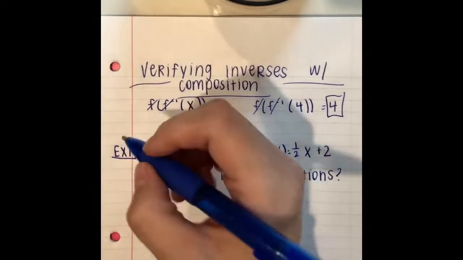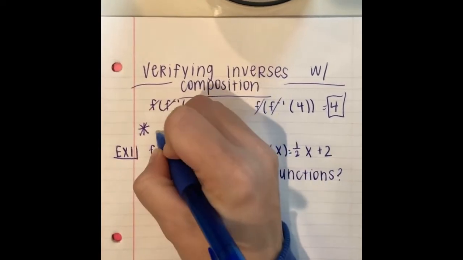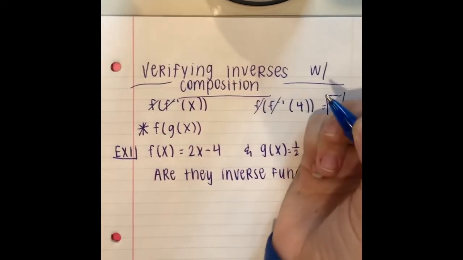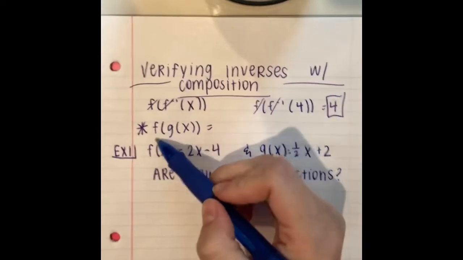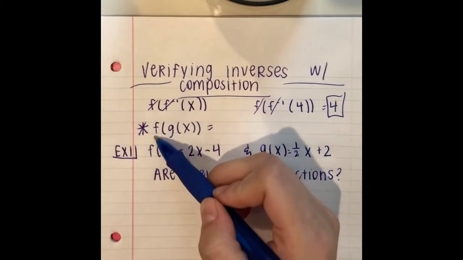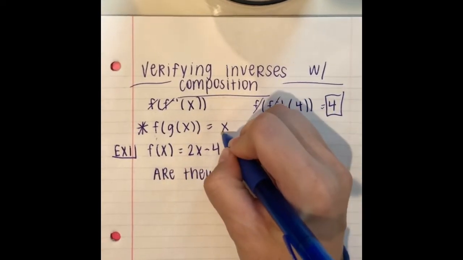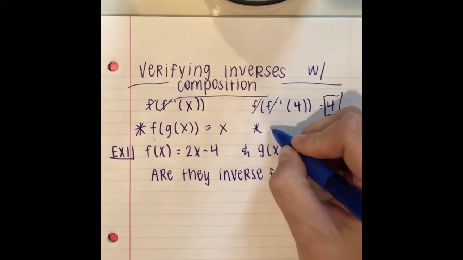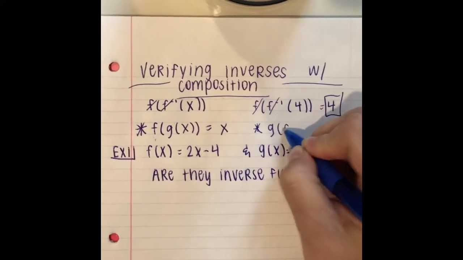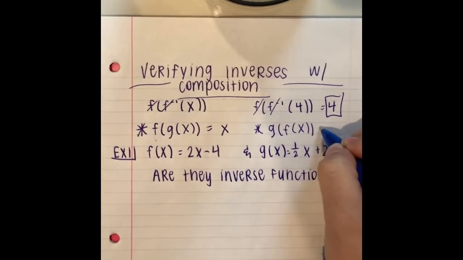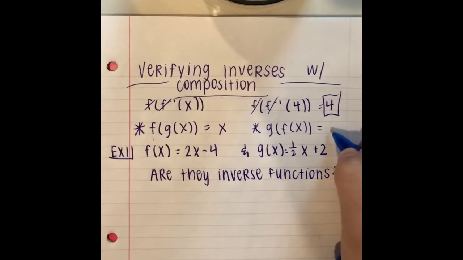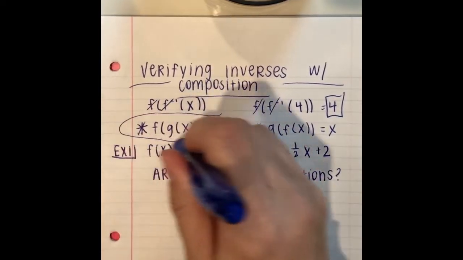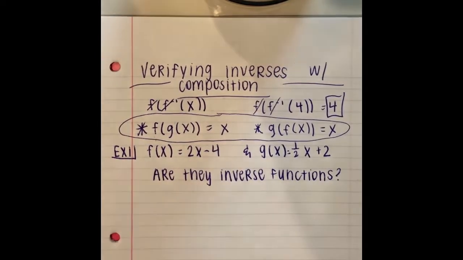So what that means is that we need to take f of g of x, and the f function and the g function, if they're inverses, would cancel each other out, so that we would just be left with x. Okay. Additionally, we could do it the other way. g of f of x, the g function and the f function need to cancel each other out, so that we're just left with x. Okay. So this is what we're going to be doing, right?